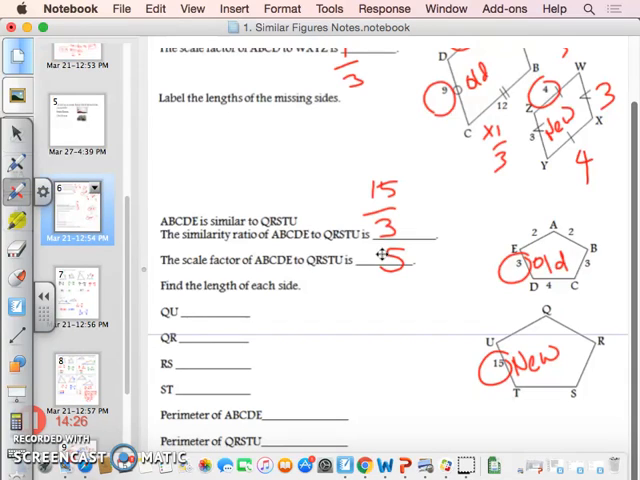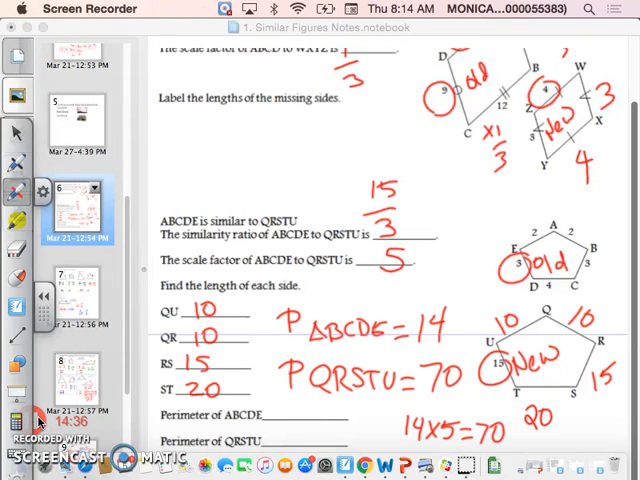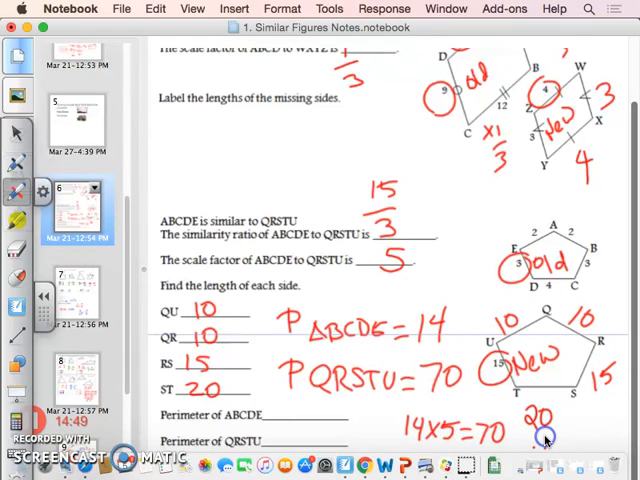So if you want to find the missing length of each side, go ahead and pause the video and work it out and see if you can figure out the missing side lengths. What's cool about this scale factor is not only does it work for side lengths, it also works for the perimeter. So if you find the perimeter of the old shape by adding up all the sides, you get 14. And the perimeter of the new shape, when you add up all the sides, you end up with 70. And what you'll notice is also 14 times 5 is 70. So scale factor works for side lengths as well as the perimeter.